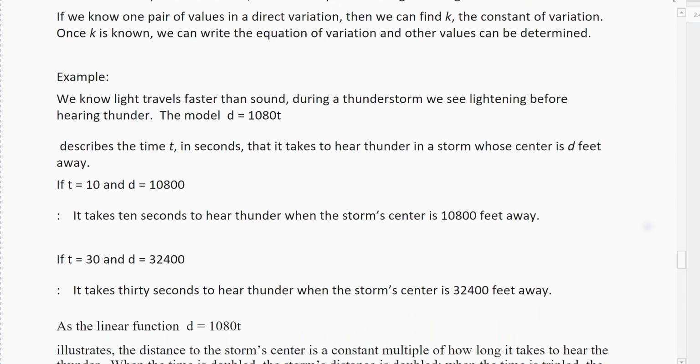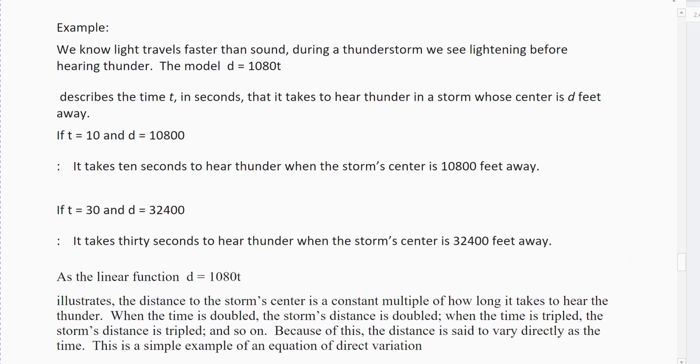A simple example of direct variation would be, we know that light travels faster than sound. So in a thunderstorm, thunder and lightning happen at the exact same time, but we see the light before we hear the sound. Because there is a direct relationship between the distance the sound has to travel and the distance the light has, there's a direct correlation between when you're going to hear the thunder and how far away the storm is. The time it takes you to hear the thunder after you see the lightning will give you the distance from the storm.